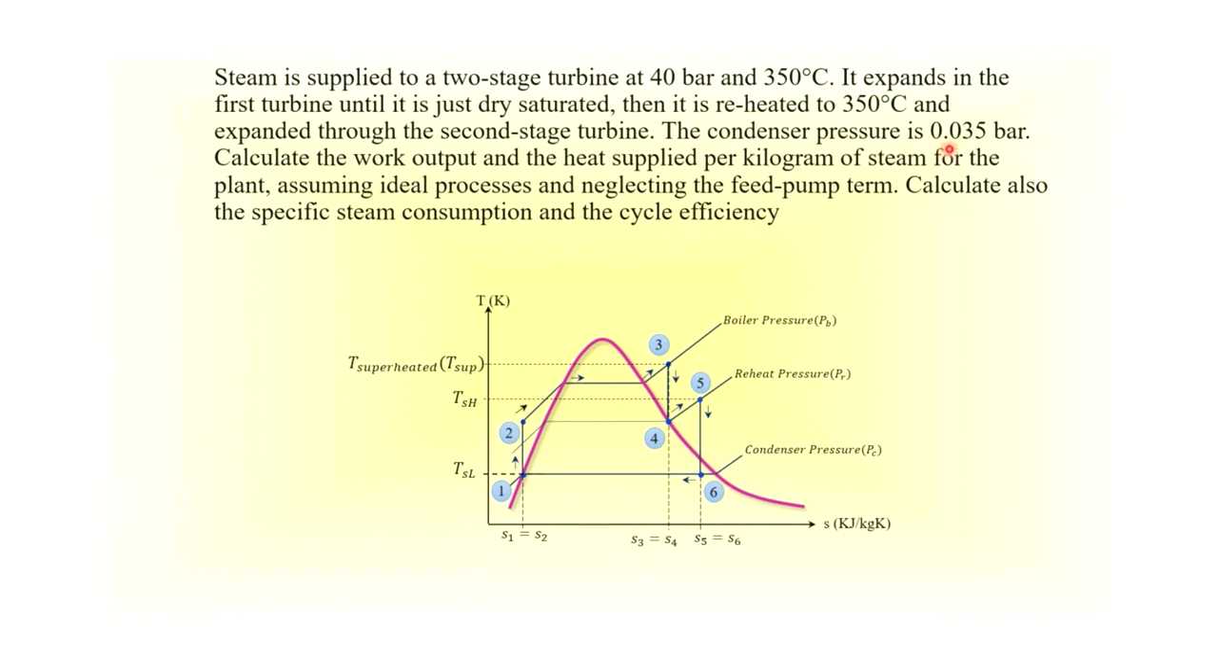The condenser pressure is 0.035 bar. This is the condenser pressure. Calculate the work output and heat supply per kilogram of steam for the plant, assuming ideal processes and neglecting the feed pump term. Calculate the specific steam consumption and the cycle efficiency.